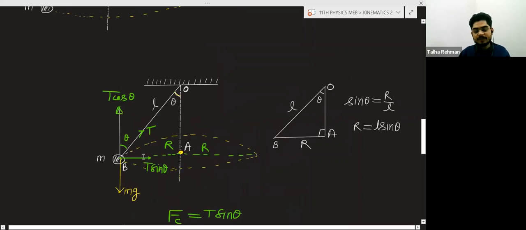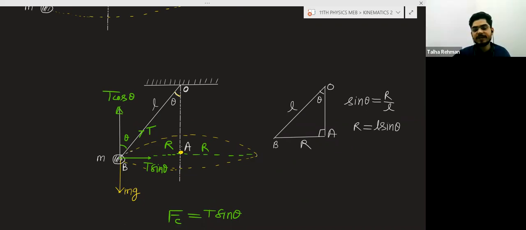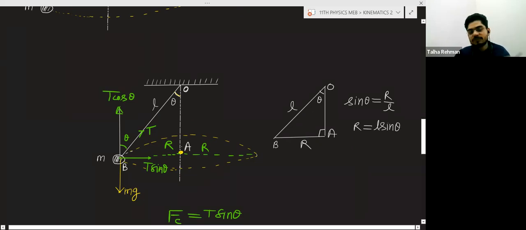Okay, Hiba, can you tell me which force here is providing the centripetal force for the circular motion of this mass M? T sin theta. Yeah, T sin theta. Okay, T sin theta is the force that is providing the centripetal force to this mass M for the motion in the circular path.